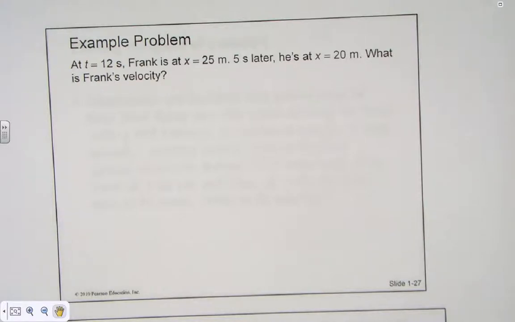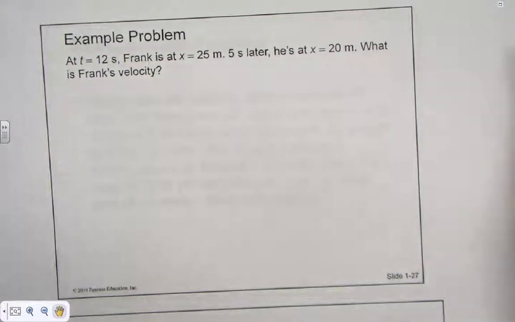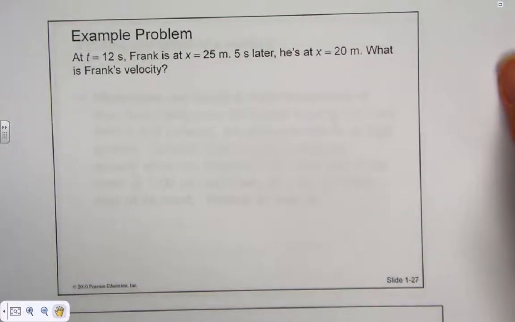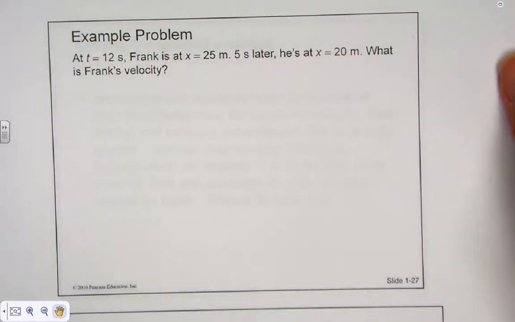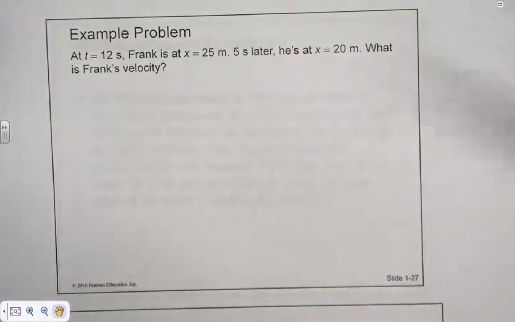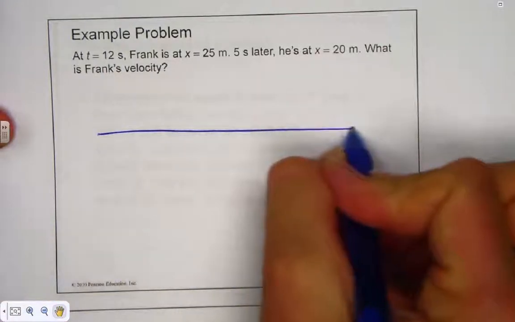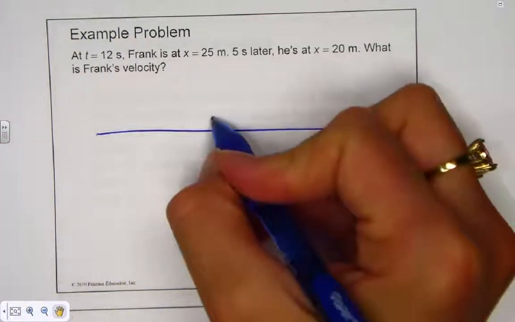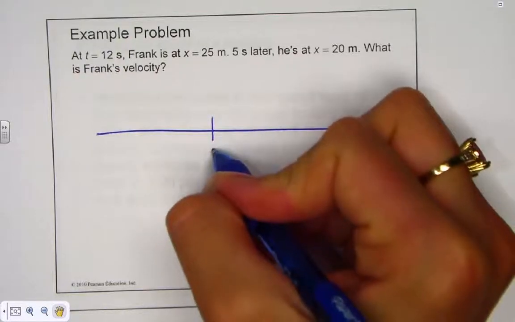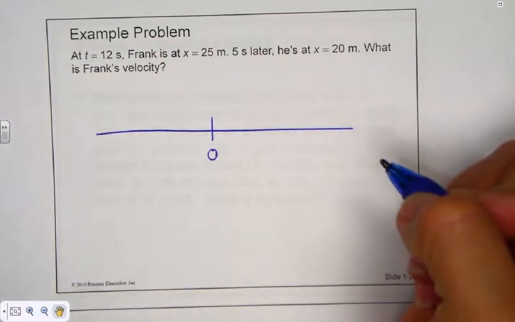Let's take a peek at an example problem. At time equal 12 seconds, Frank is exactly at x equal 25 meters. 5 seconds later, he's at x equal 20 meters. What is Frank's velocity? Well, we're trying to get in the pattern of model first, math second. So let's begin by creating a coordinate system. And we'll create a point of origin and call that 0.